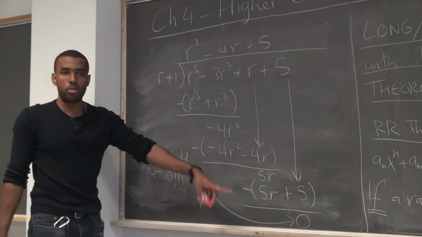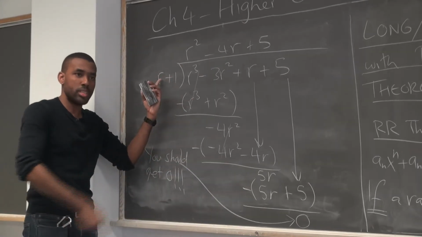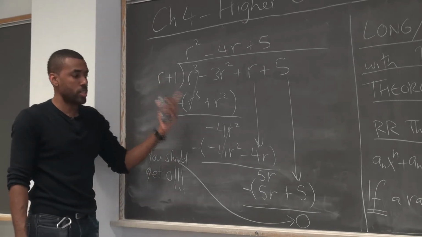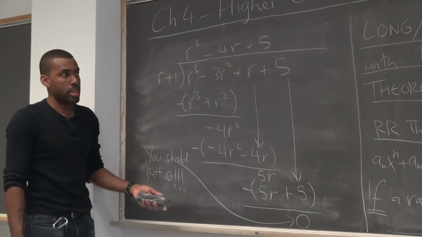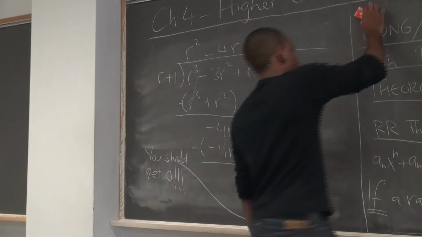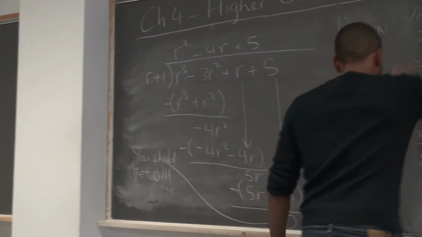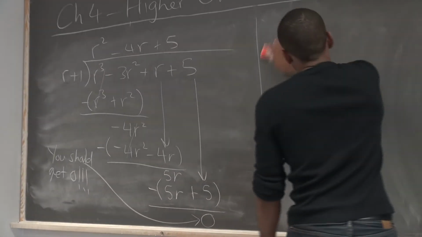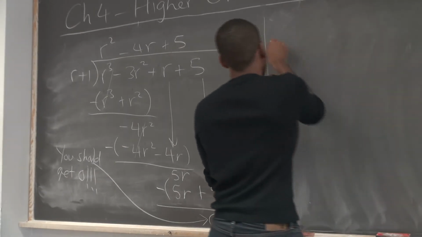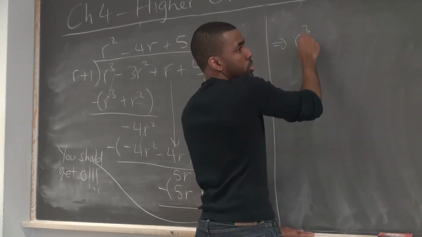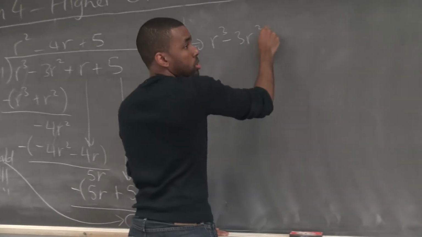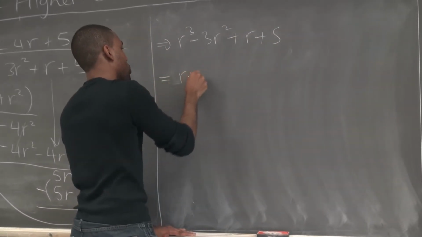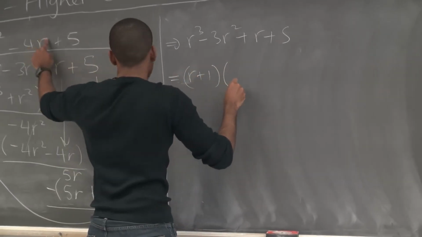It should be no remainder because the thing is a factor. It means it divides into it evenly. There's no remainder left over. So if you're sure r plus 1 is a factor, you should get 0 here. But that means you could actually factor that. This means r cubed minus 3r squared plus r plus 5 is actually equal to r plus 1 times this guy.